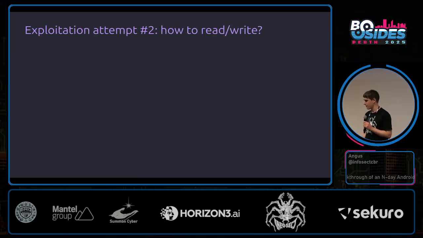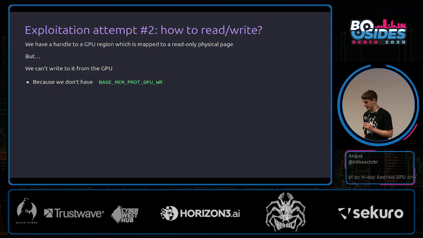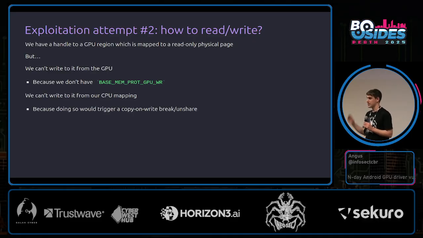How do we actually read and write to that memory? Because we want to write to it, right? So we have a handle to a GPU region that's mapped to a read-only physical page. But the problem is we can't write to it from the GPU because we never set that GPU write flag. We also can't write to it from our CPU mapping because the problem is it's still a copy on write page. It's set as read-only. The second we attempt to write to that CPU page, even though we have CPU write permissions, it would trigger a copy on write break. And the kernel will make a new copy which would stop our exploit from working.